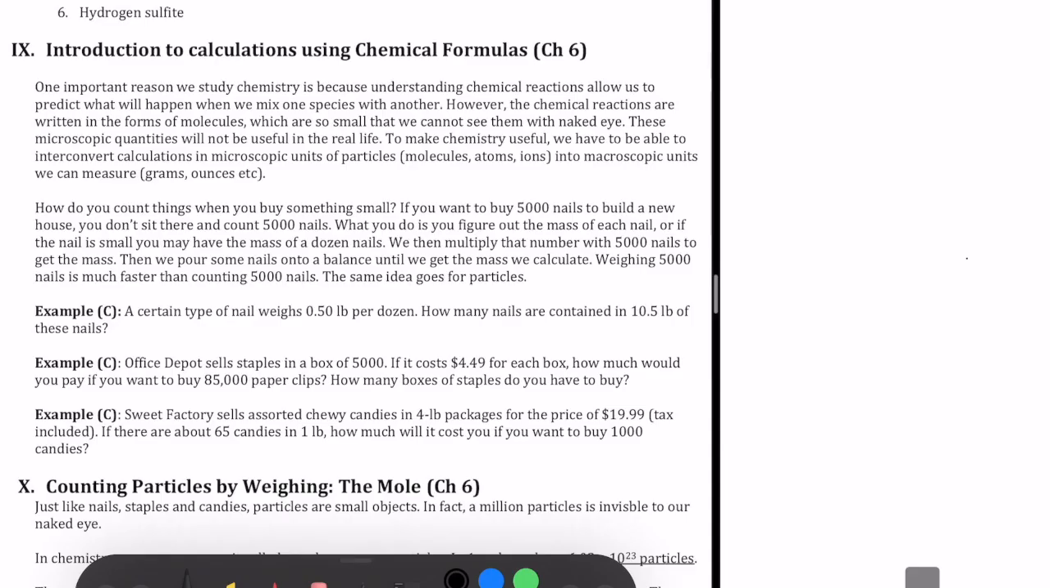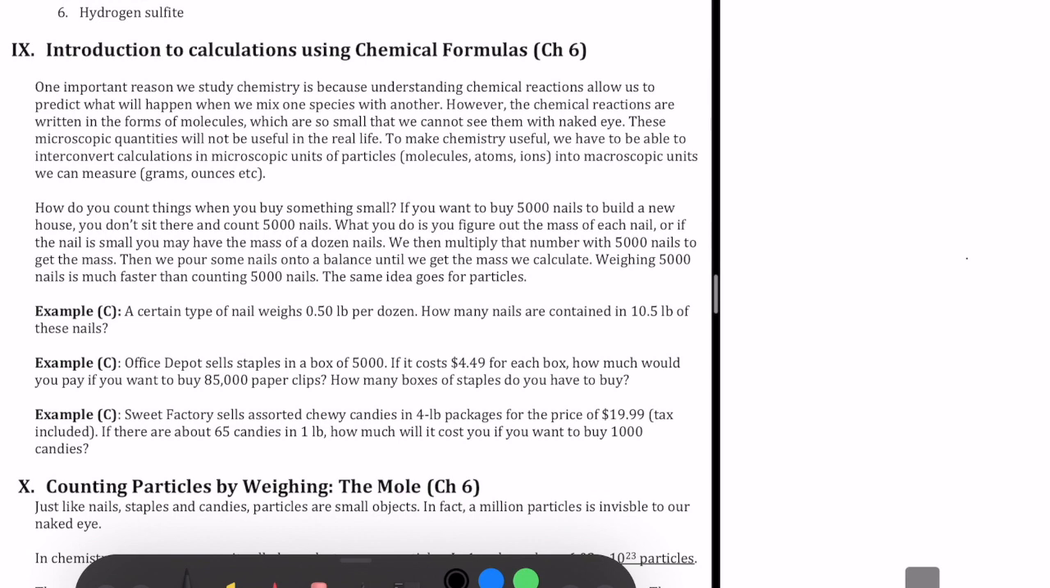Hi everyone. Today we're going to start a new topic, Chapter 6. In Chapter 6, we're going to be dealing with chemical formulas and also how to calculate and do interconversion between mass of substances into the number of atoms and the number of molecules that you have for a given mass. These calculations are referred to as chemical formula conversion.